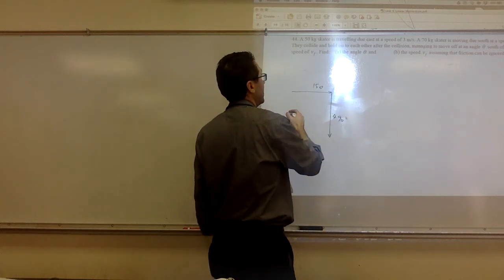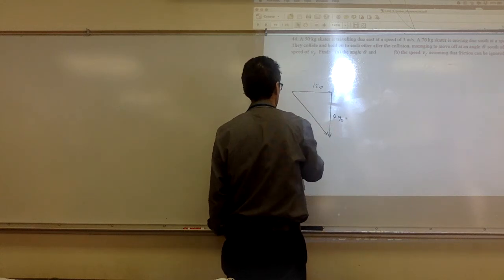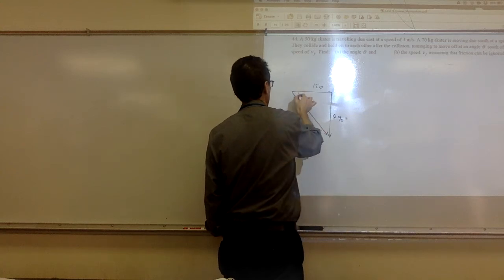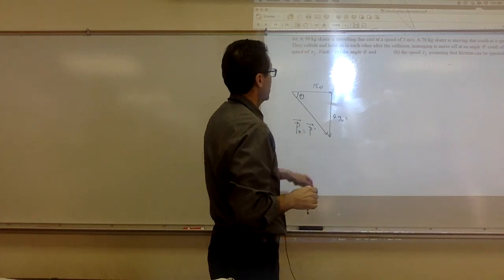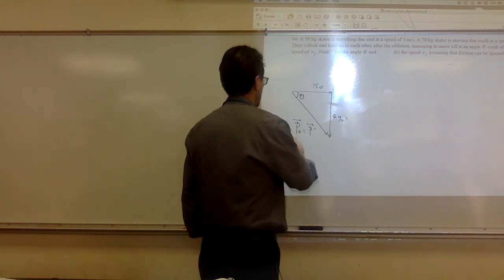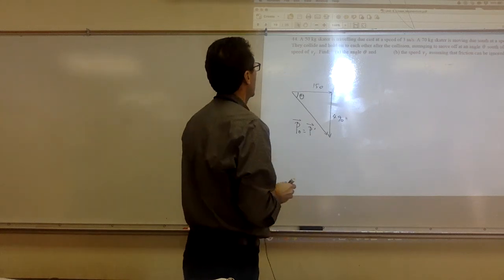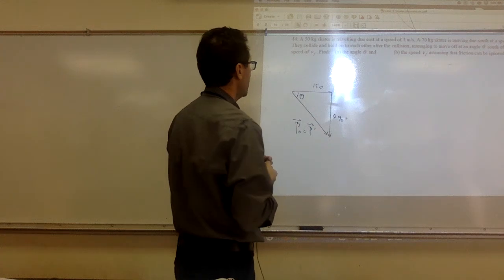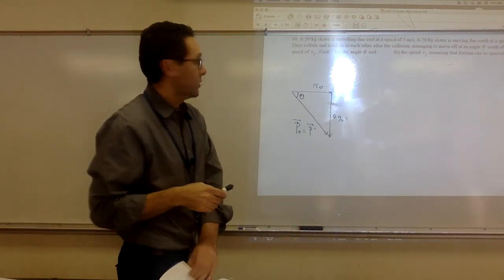We need to find the angle of the combination. So this is the initial momentum, but it's also the final momentum. So we have to figure out this angle here, and we have to figure out the length of this vector here, right? Once we figure out the length of this vector, we can just divide it by 50 plus 70, which is 120, to get the speed of the combination after they stick together. So this is pretty straightforward, I think.